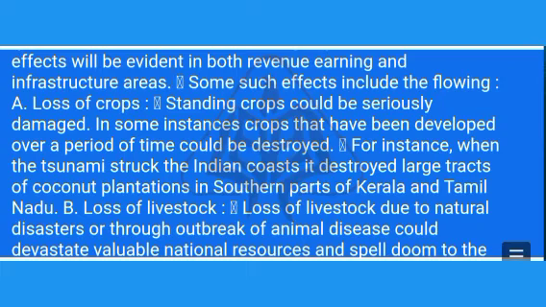A. Loss of crops. Standing crops could be seriously damaged. In some instances, crops that have been developed over a period of time could be destroyed. For instance, when the tsunami struck the Indian coasts, it destroyed large tracts of coconut plantations in southern parts of Kerala and Tamil Nadu.